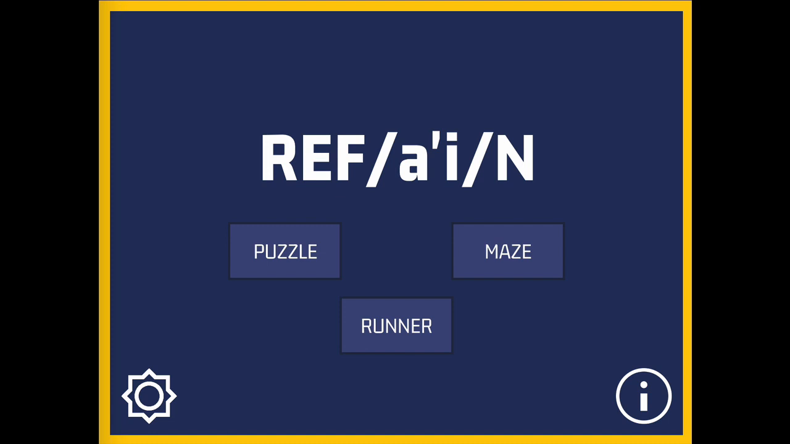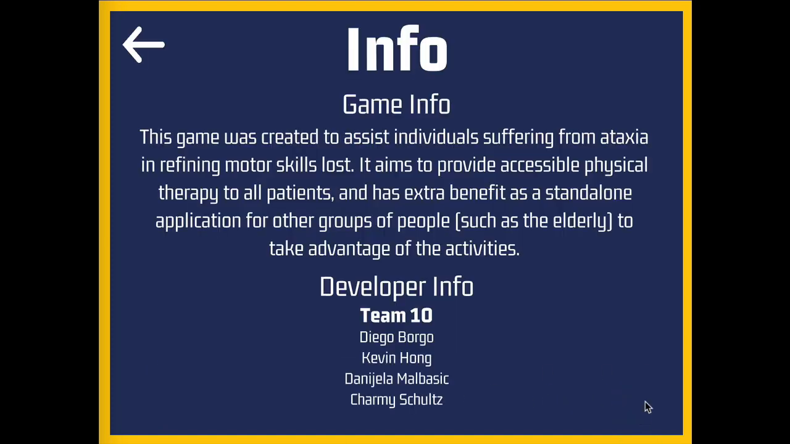Okay, so welcome to our application. This is called Refine. This is Team 10's FSE100 FMS project, and I'm going to be showing you how to navigate around the app. So this is the home screen, and the home screen has the title, these buttons for the individual games, the settings icon, and the info icon. So first we're going to click on the info icon.